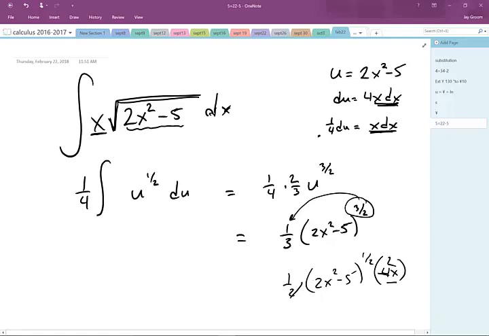I dropped a factor of 2 somewhere. Oh, no, there's a quarter right there. Yeah, that's right. So it's 2/3. So it's, wait. Oh, no, this should be 1/6. There you go. It should be 1/6.